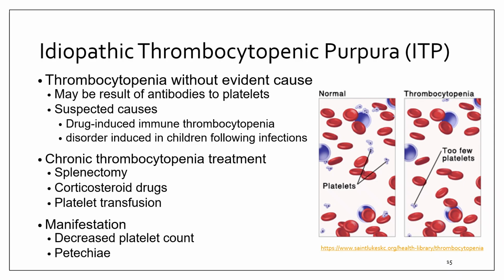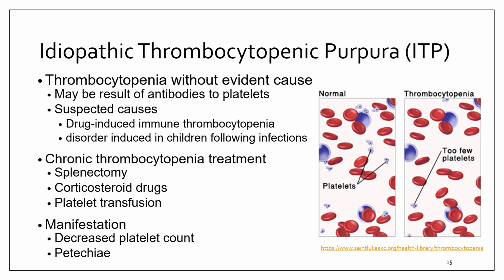Okay? In ITP, the bone marrow is normal or hypercellular. Megakaryocytes are increased. Why? Because the marrow is desperately trying to compensate. I'm making platelets, you just keep destroying them. So if you see decreased platelets in blood, increased megakaryocytes in marrow, think peripheral destruction, not marrow failure.